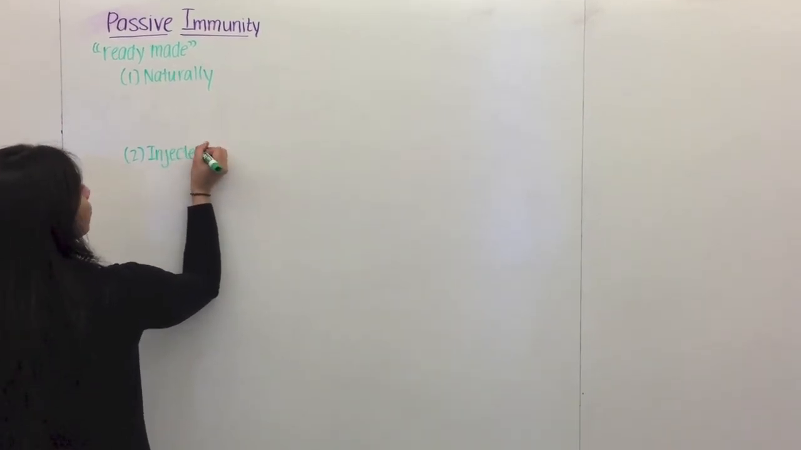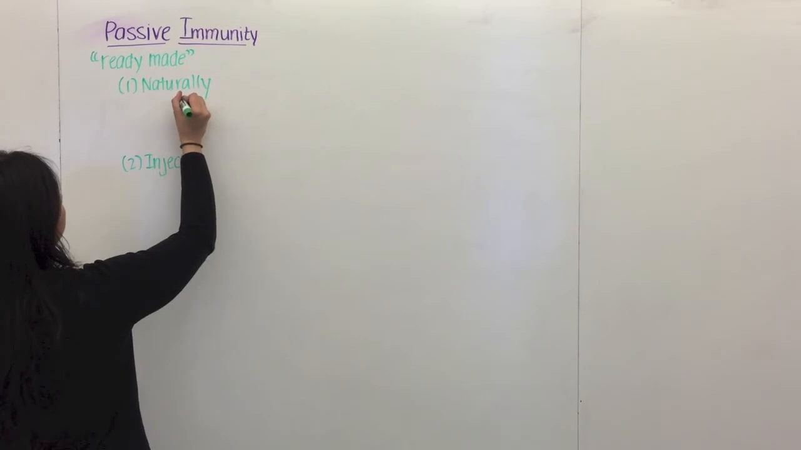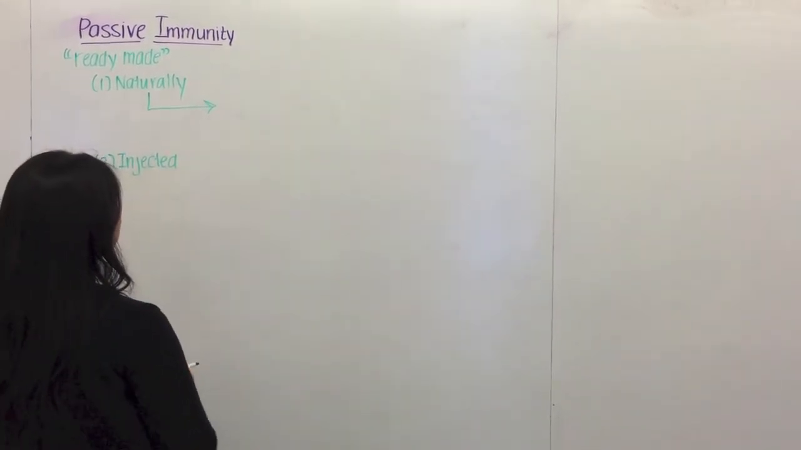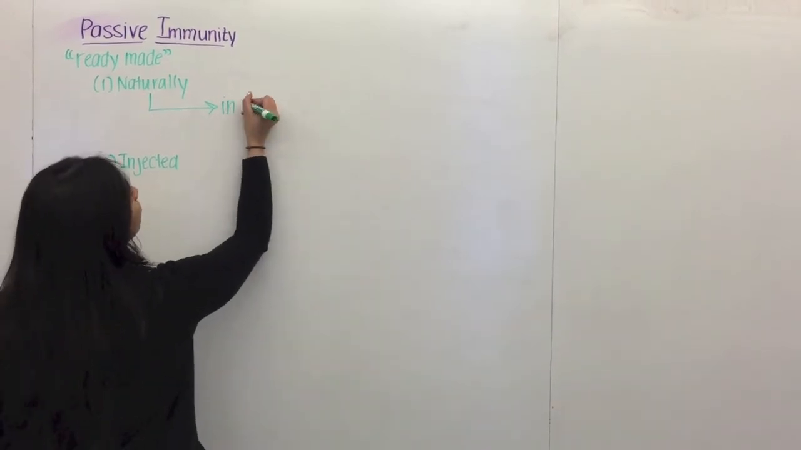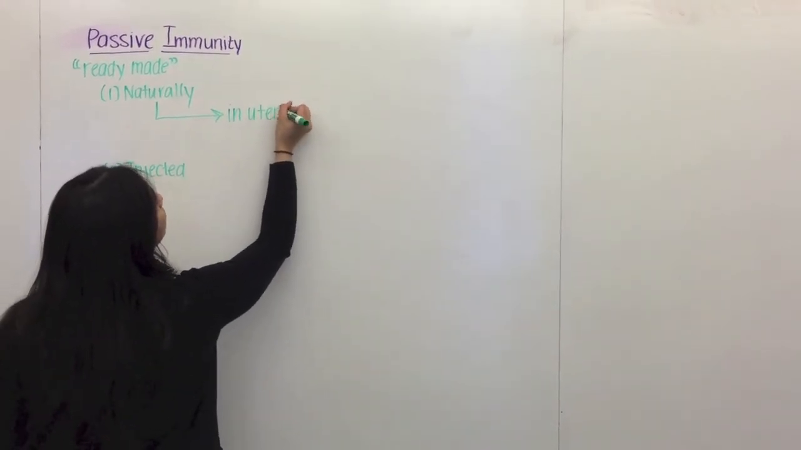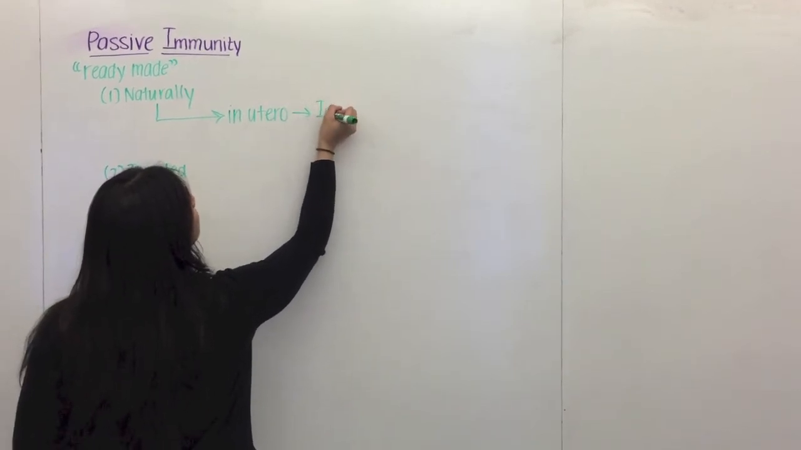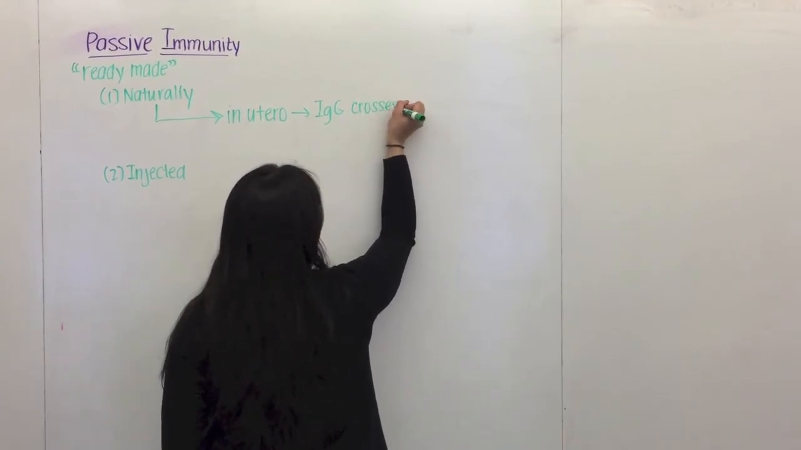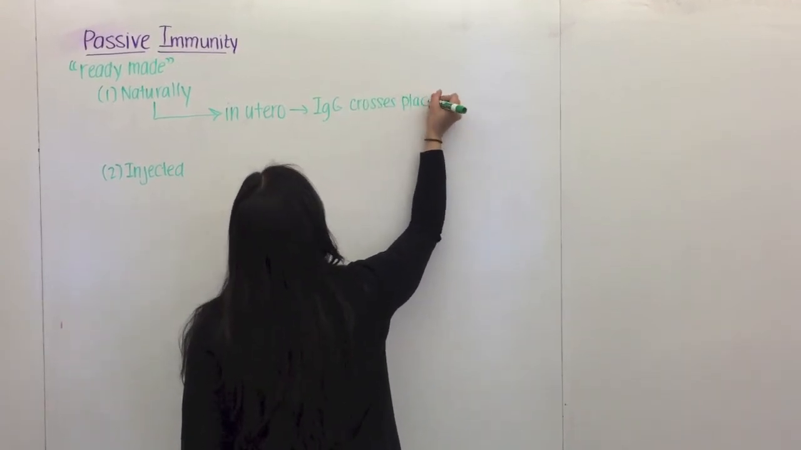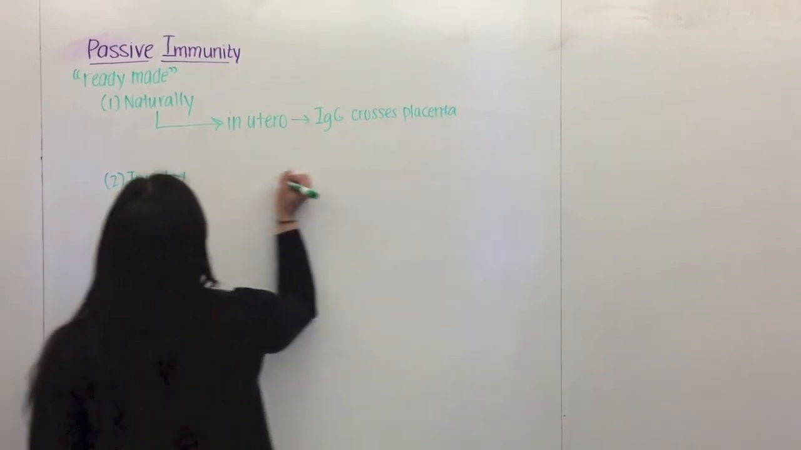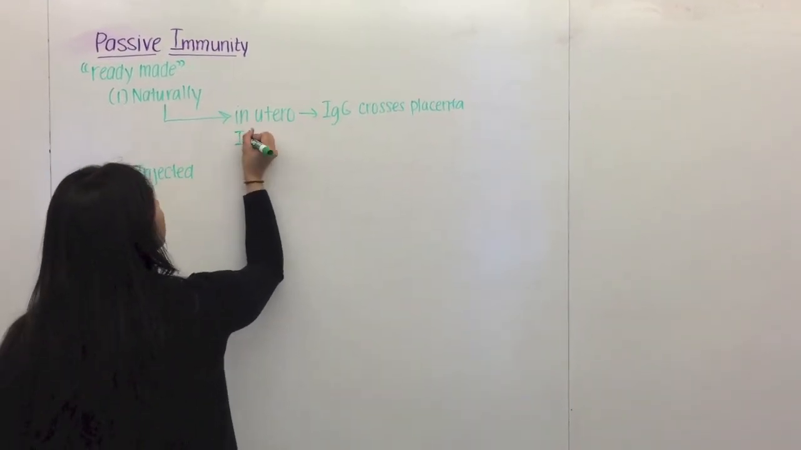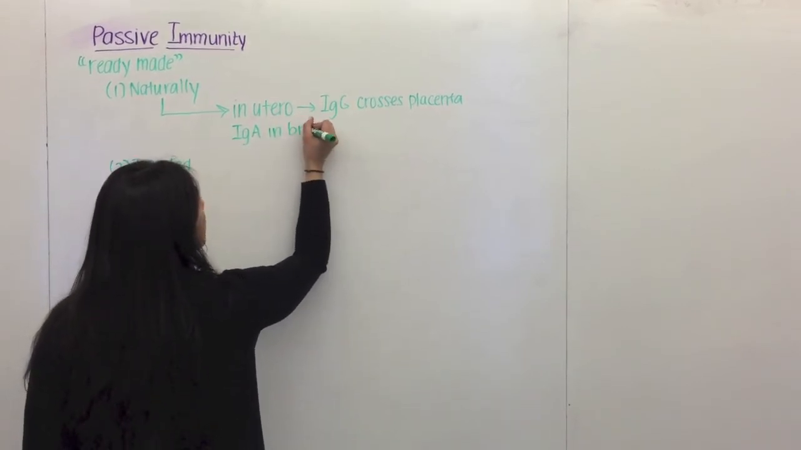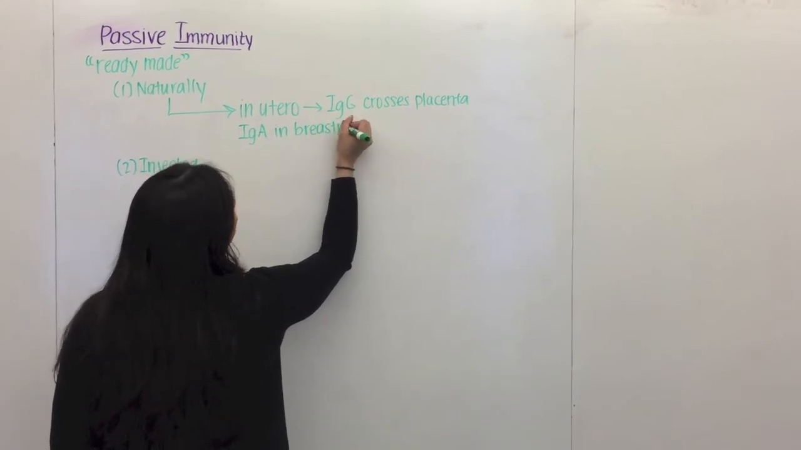So, number 1, how do we get immunoglobulins naturally? There are actually 2 ways. One, you get it in utero. As we talked about before, IgG can cross the placenta. So in utero, you will get all of your mother's IgG antibodies that she has formed. And this will protect you for the first few months of your life. Secondly, once you are born, you can get IgA antibodies in breast milk. Remember, IgA is the immunoglobulin that is found in secretions, and that's why you can find IgA in breast milk.